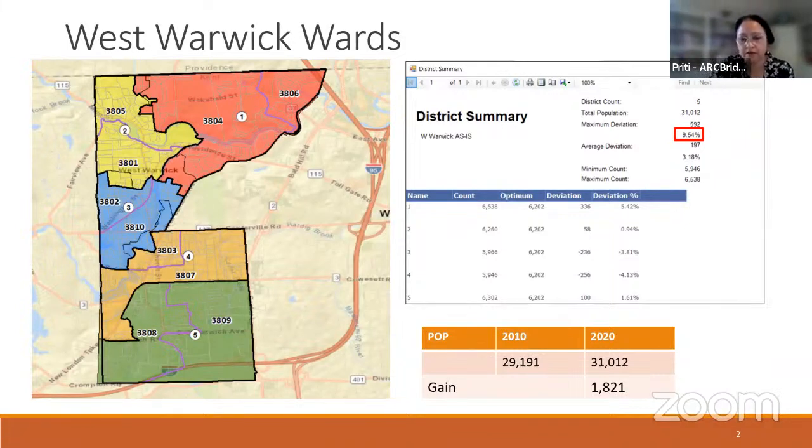When we looked at the 2020 data to see how well balanced your wards are, this is the total population in each ward. And we also figured that in 2010, the population was 29,191. And now in 2020, the population is 31,012. So there has been a gain of 1,821 people over the decade.